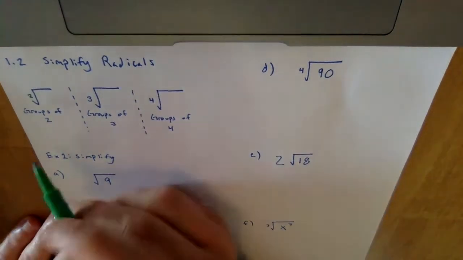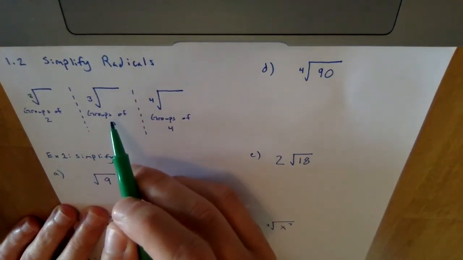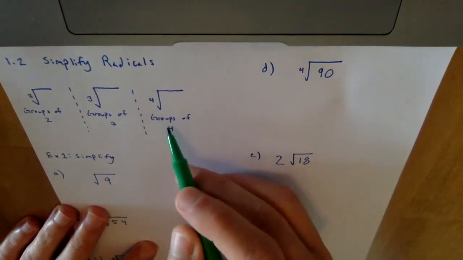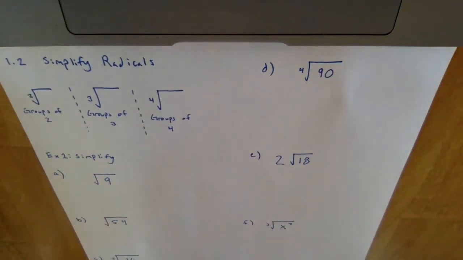And so now when we have a square root, we'll be looking for groups of 2. And when we have a cube root, we'll be looking for groups of 3. And when we have a fourth root, we'll be looking for groups of 4, and so on and so on. And so we'll look at what that means in a second.